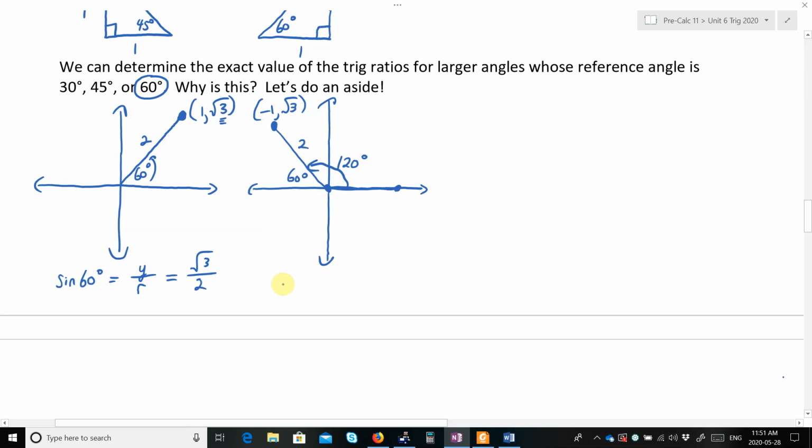Okay, and so in quadrant 2, then, it is sine of 120 degrees, which is equal to y over r, and the y-coordinate is root 3, and the radius is 2. So notice we get the same ratio. Okay, so we're getting an exact value for this larger 120 degree angle, and we're able to do that because its reference angle is 60.